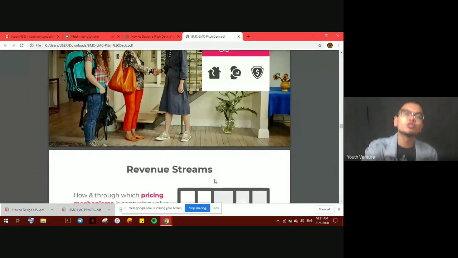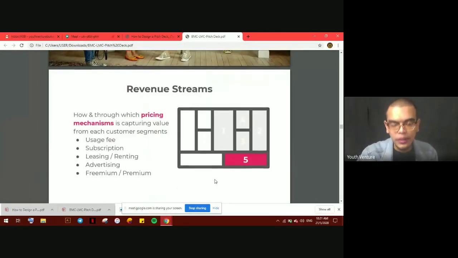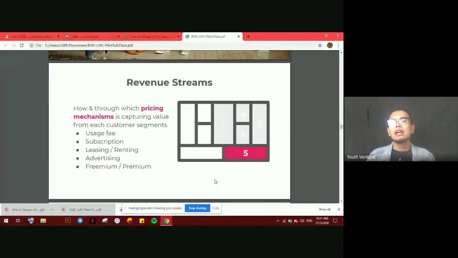Next one is revenue stream. I do understand that you are so passionate about building your product, but please remember, you are starting a business. You are not just building a product, you are not just building a service, you are starting a business. So one of the key things you need to really focus on is how you make money, because a business is an entity that is profitable. So you need to be very logical in the ways you make money.